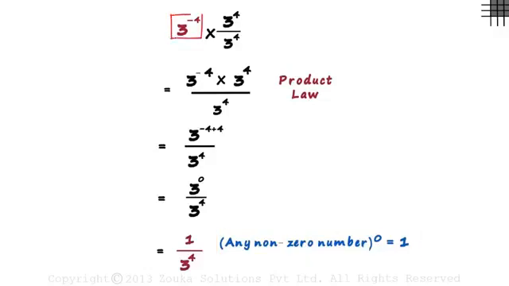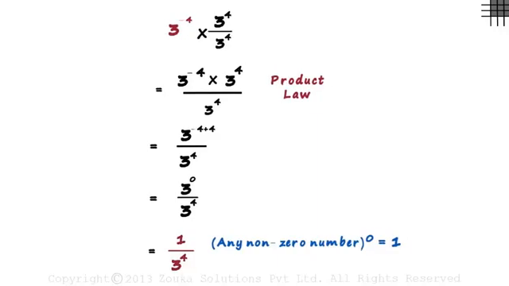This was our original number, 3 raised to minus 4. And we got the answer as 1 divided by 3 raised to 4. So all we did is change the sign of the exponent and wrote it under 1.